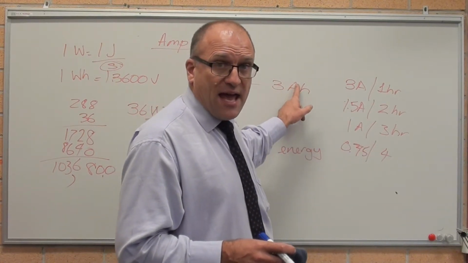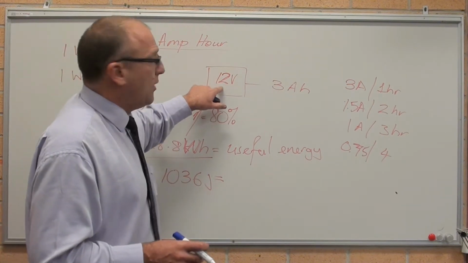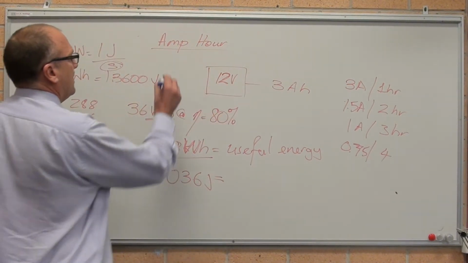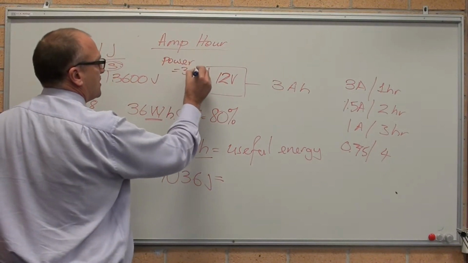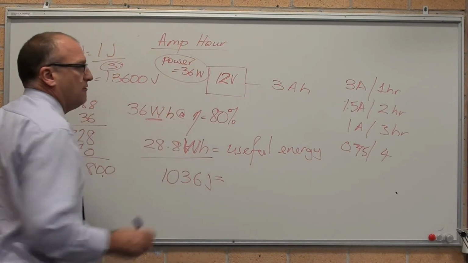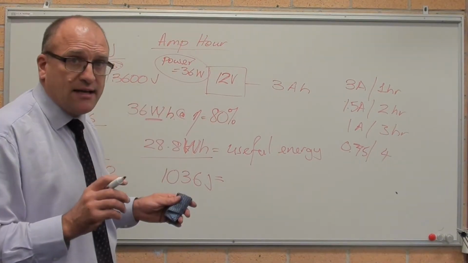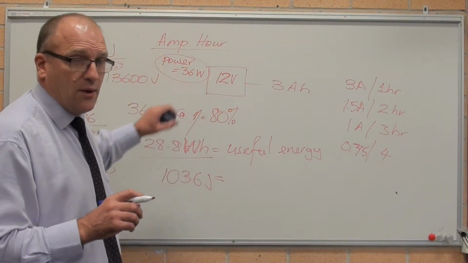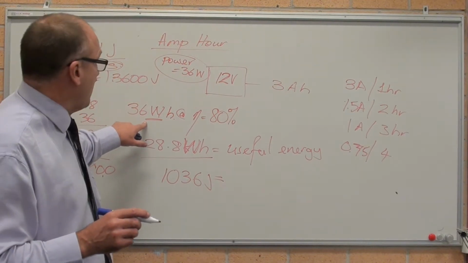That's your amp hours. We know power is volts times current. So the power here, instantaneous, is 36 watts for that hour while it's delivering charge. Power is the rate of doing work. You're doing 36 watts of work for 1 hour. 36 watt hours.